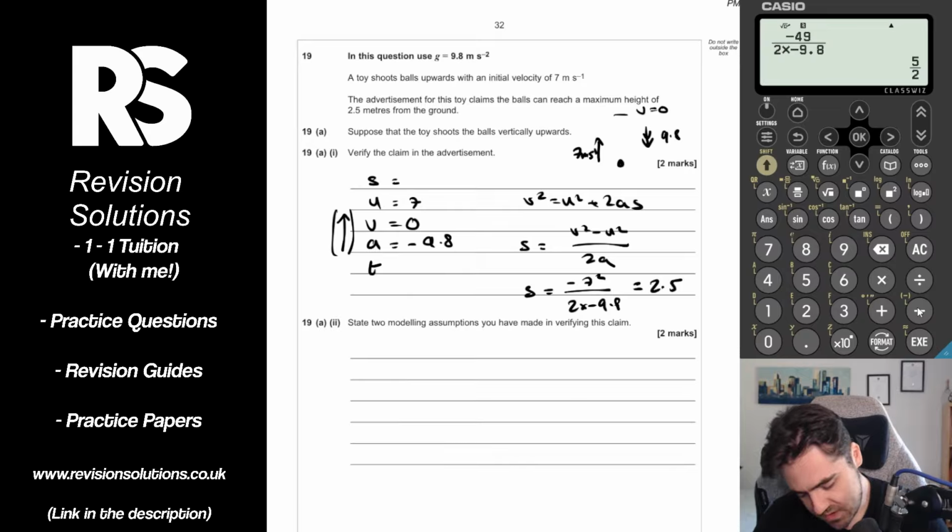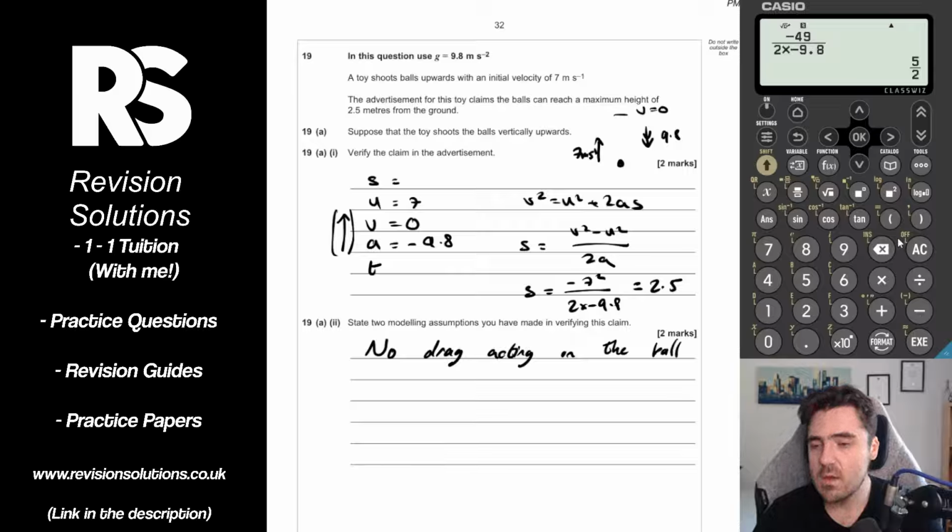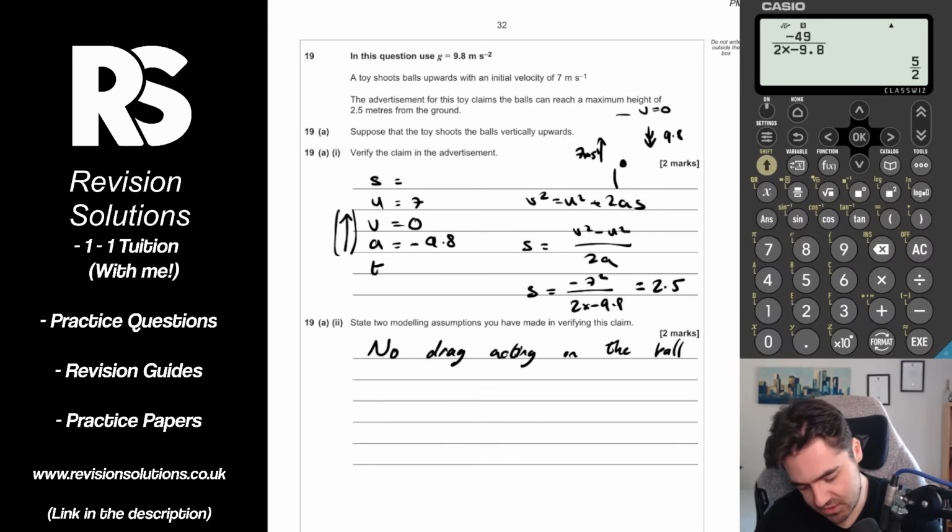State 2 modeling assumptions made in verifying the claim. Well, we assumed it's moving freely under gravity, so that means no drag acting on the ball. Let's see, what else have we assumed? Well, I suppose we've assumed that it does start from the ground level. It could go a bit higher if the toy had some dimensions, and it wasn't sitting on the ground. So the ball starts at ground level.